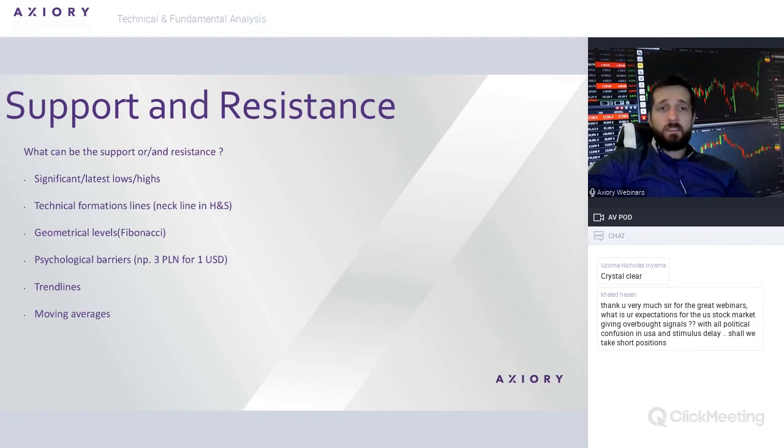This can be a significant latest low or high, or lows and highs. Those can be technical formation lines, like for example the neckline in the head and shoulders formation. Those can be geometrical levels, like Fibonacci's. Those can be psychological barriers, like for example round levels for one particular pair, like 1.19 for euro dollar, 1.2 for euro dollar. Those can be trend lines. Those can be moving averages too.